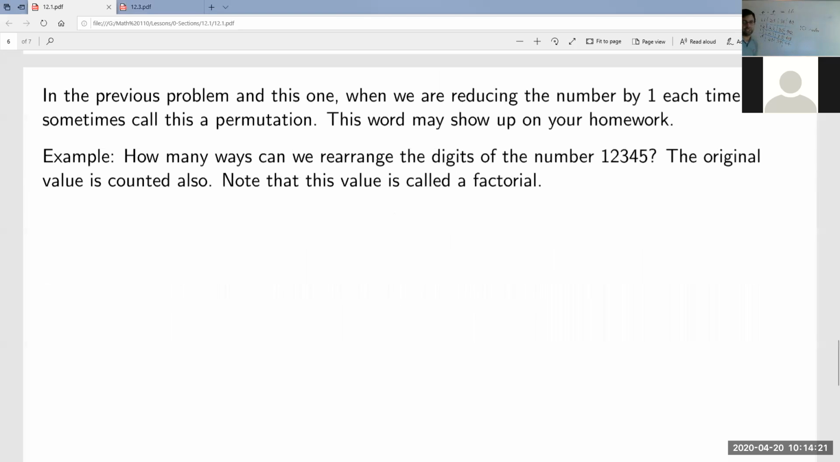In the previous examples and this one, when we are reducing the number by 1 each time, we sometimes call this a permutation. This word may show up in your homework. Example: how many ways can we arrange the digits 1, 2, 3, 4, 5? The original value is counted also. Note that this value is called a factorial. So we're trying to figure out how many different ways we can arrange the numbers 1, 2, 3, 4, and 5.